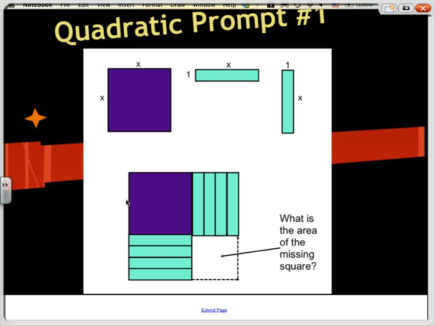Your task here is to find this missing square, as you can see. So go ahead and take a couple of moments here to figure out what is the area of this missing square. Okay? All right, let's do that.